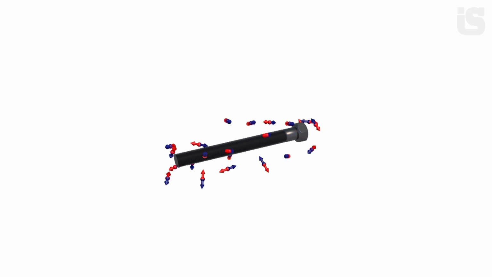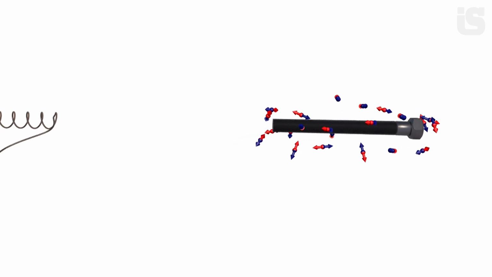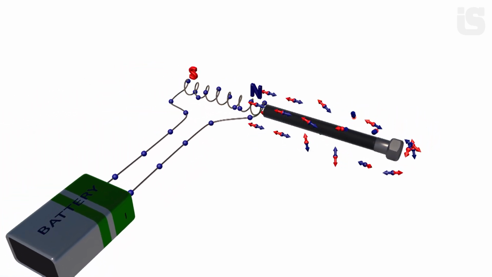Now let's take a simple metal rod, for example, a bolt. It is not a magnet, but it also has small magnetic domains. This bolt does not have magnetic properties because the directions of its magnetic domains are randomly arranged. Let's run an electric current through a circuit with a spiral wire and insert the bolt into the spiral.